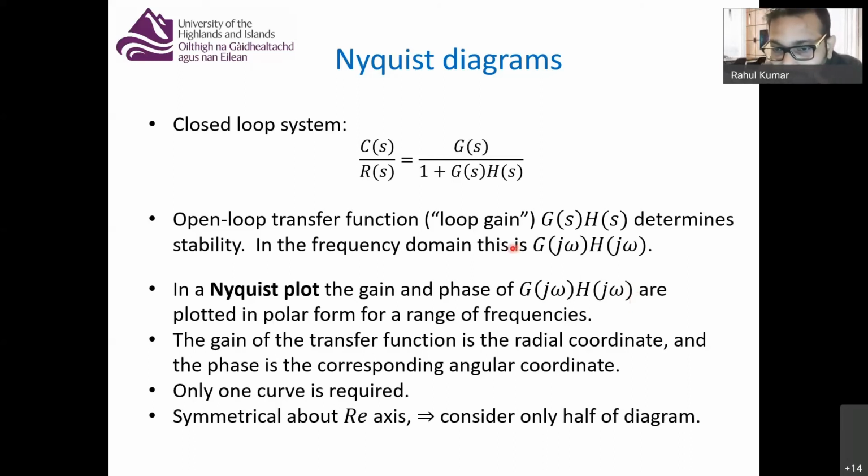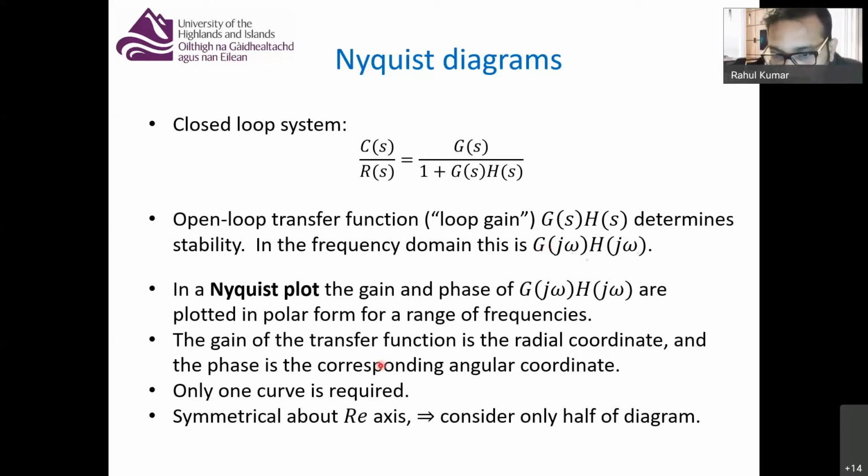So for drawing the Nyquist plot, the first step is to find the open loop transfer function. Okay, the open loop transfer function is G(jω) multiplied by H(jω). Obviously, we are replacing s with jω, as in the previous case, right? So H is your feedback gain and G is your forward gain or your system gain. Okay, you multiply them together and that will give you the open loop transfer function.